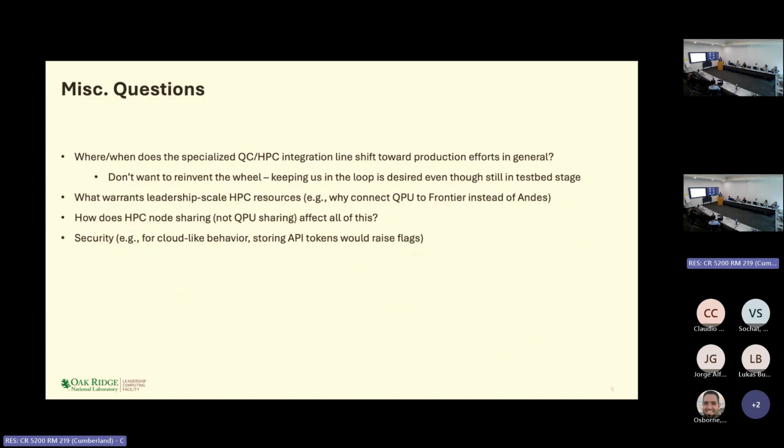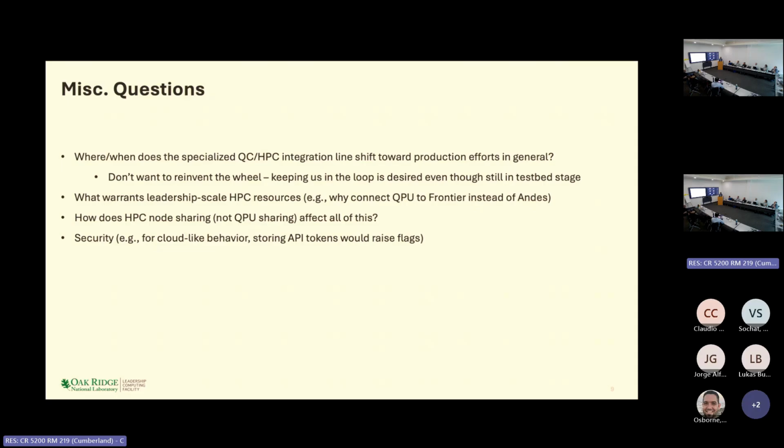And I put some missed questions at the end, but just like you said, open-ended questions. This is something we have to figure out internally. Where does the specialized HPC integration line shift toward production, stopping being a test bed? Because we don't want to reinvent the wheel. And in that vein, keeping us in the loop, even though it's not production yet, helps stop some things from being reinvented, right?